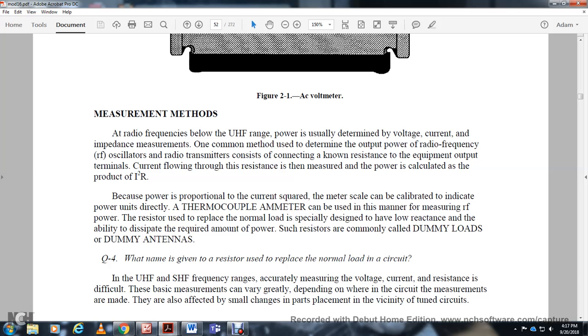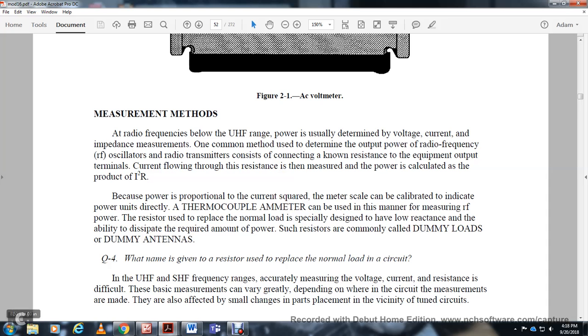The power is the current squared times the resistance in ohms, or it can be read directly from the scale of a calibrated indicator. A thermocouple ammeter can be used to measure the radio frequency current. The resistor can even be a normal load, although it is usually of special design, with low reactance and the ability to dissipate the required amount of power. Such resistors are commonly called dummy loads or dummy antennas.